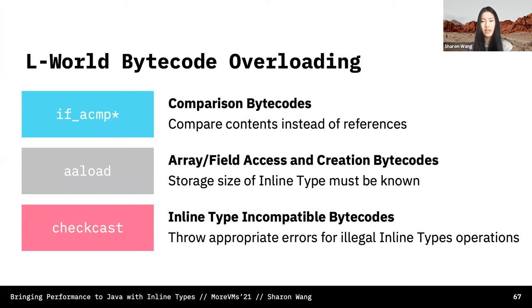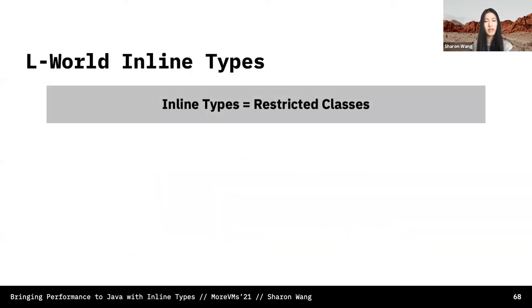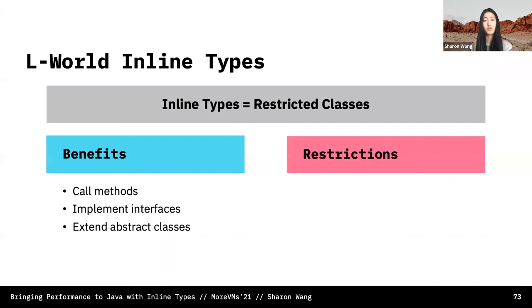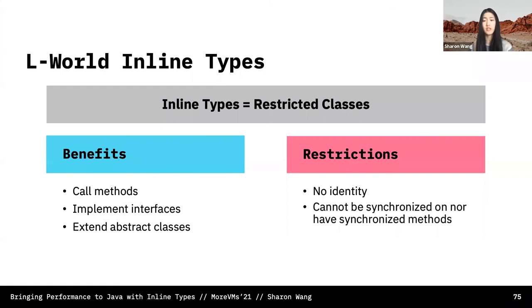All right, now let's take a look at what inline types provide in LWorld. So instead of emulating user-defined primitives, the approach in LW1 and beyond revolves around enabling inline types to act as restricted classes. As a result, inline types can gain benefits of classes, such as calling methods, implementing interfaces, and extending abstract classes. At the same time, inline types are more restrictive than traditional classes in that they carry no identity, synchronization on instances is not possible, they cannot be subclassed, they are immutable, and they are not nullable.